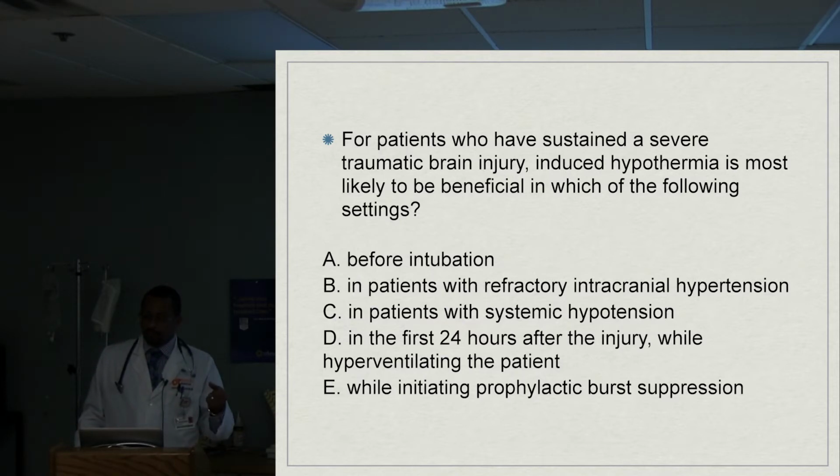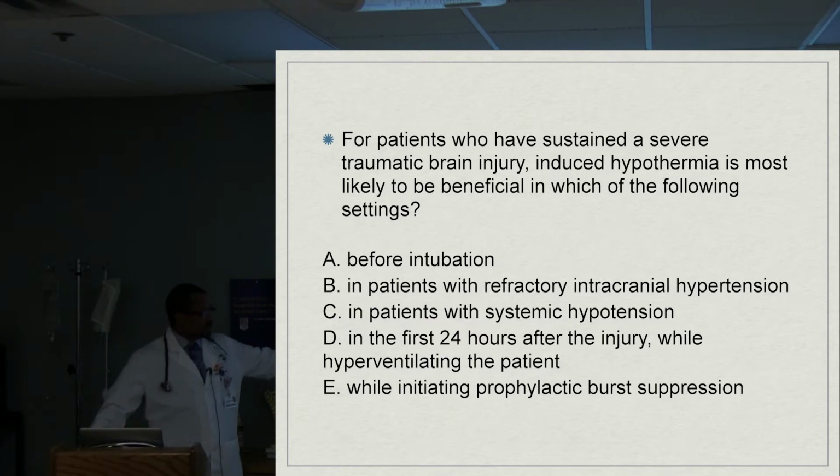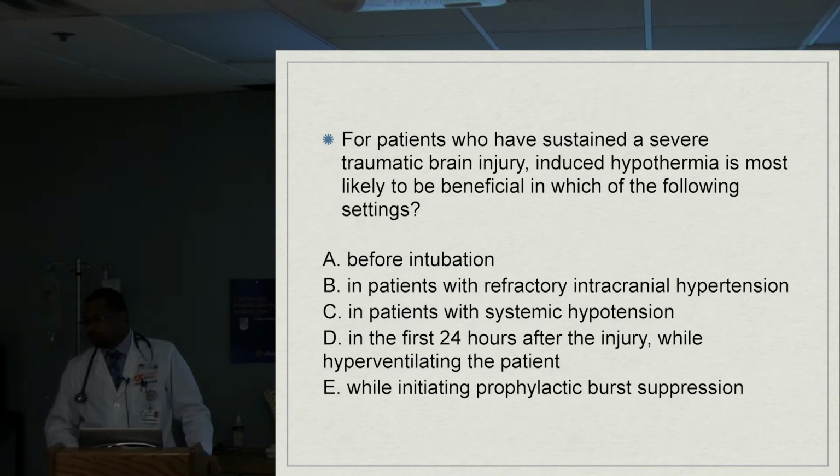You vasoconstrict. So in the first 24 hours, this vasoconstriction is harmful. So it's not recommended in a traumatic brain injury to hyperventilate in the first 24 hours. Other things, we use the diuretics, right? Those like mannitol to decrease the pressure, like the hypertonic saline. We use that. Sometimes we might have some success, sometimes not.